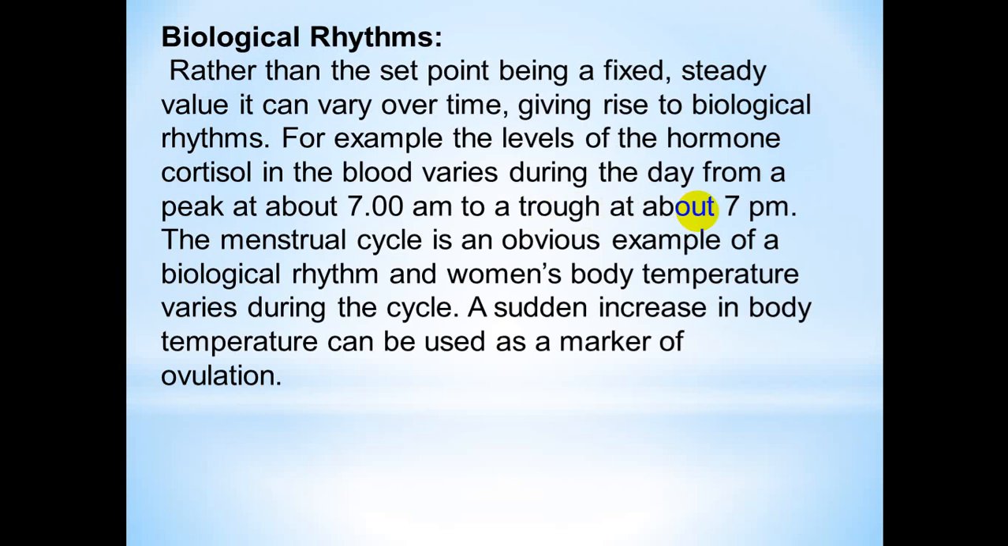The menstrual cycle also is an obvious example of a biological rhythm, and women's body temperature varies during the cycle. إذن بحالة المينستريال سايكل راح درجة حرارة الجسم راح ترتفع أوكي بالنساء. A sudden increase in body temperature can be used as a marker of ovulation. إذن ارتفاع المفاجئ بدرجة حرارة ممكن علامة على التبيض بالنسبة للومن.